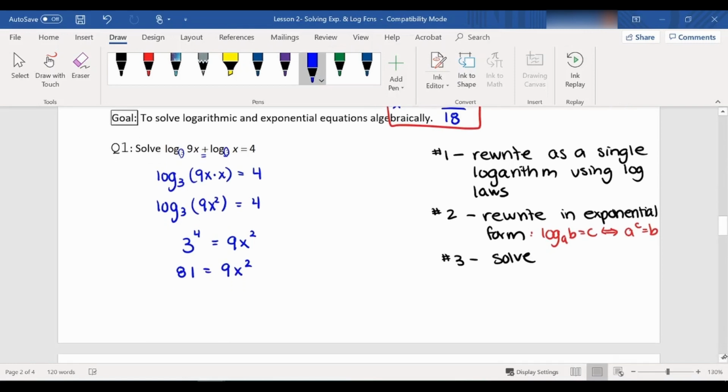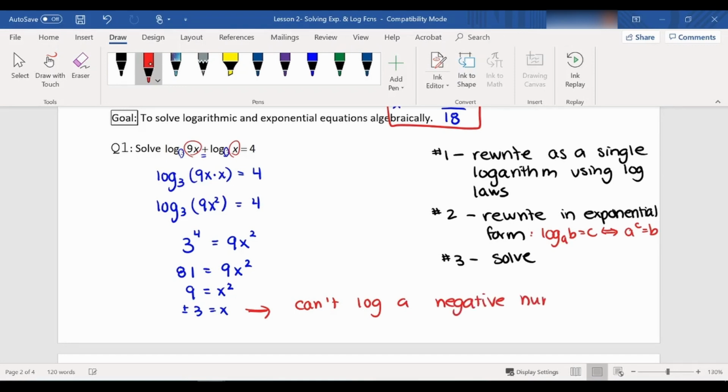Okay. And if I solve this, divide both sides by 9, I get 9 is x squared, which means plus or minus 3 is x. Now, if you remember, there was a little tiny piece of information last day that said the inside stuff of our logarithm can't be negative. So we can't log a negative number. So we can't put negative 3 in here or in here. It won't work. Okay. So we have x equals 3.